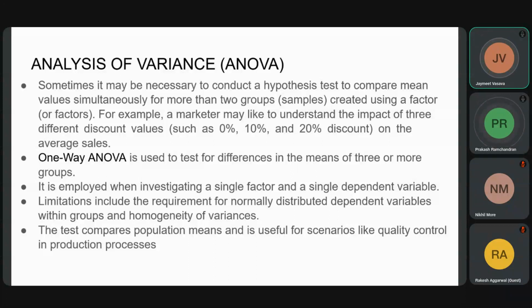What we want to observe is the difference in the sales, or the average sales, for different values of discounts. So what will be the average sales at 0%, 10%, and 20%, and what are the differences?